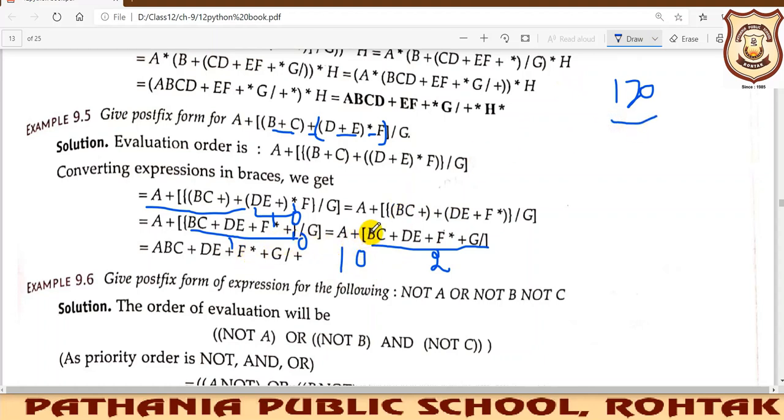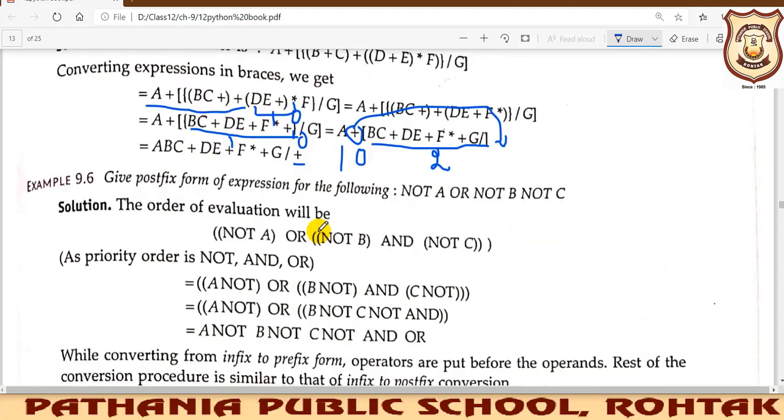So see again what is there, plus sign is there, and in bracket there are multiple elements inside it. So A will be attached to ABC only, and rest all will be remaining the same. So ABC, the plus is the operator, it will go at the last. So ABC plus DE plus F, multiplication plus G, division, and then you will get plus at the end. I hope it is also clear.